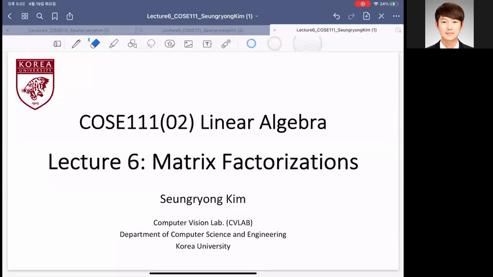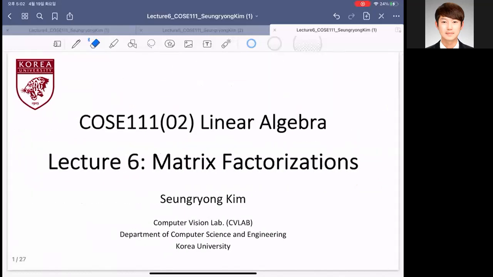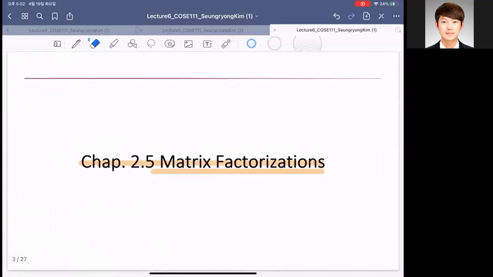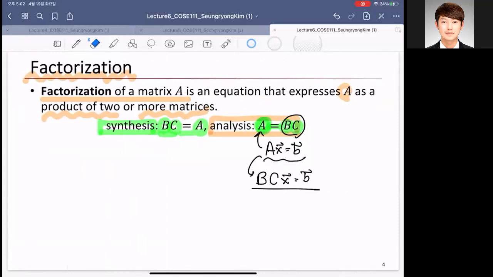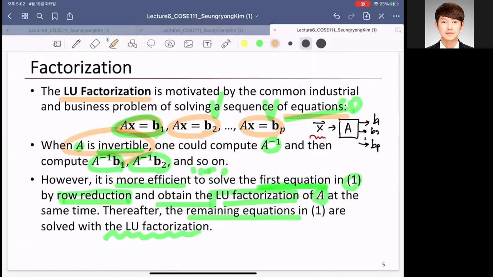Okay, so last week we started the matrix factorization, right? It was chapter 2.5. What was factorization? Factorization of the matrix A is an equation that expresses the matrix A as a product of two or more matrices, like this. A can be factorized into the two matrices B and C. So why do we have to know that?